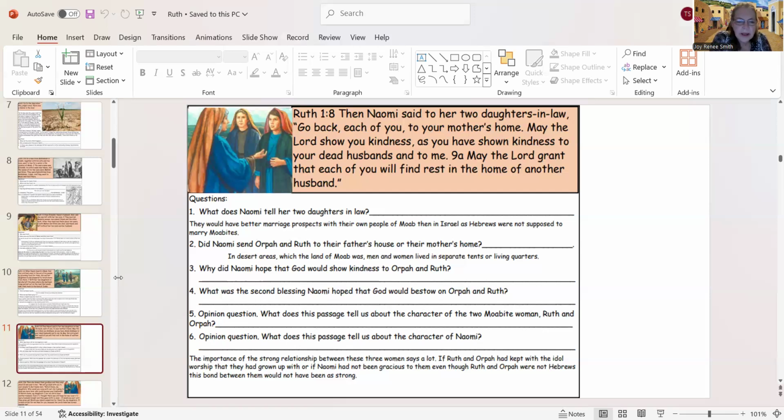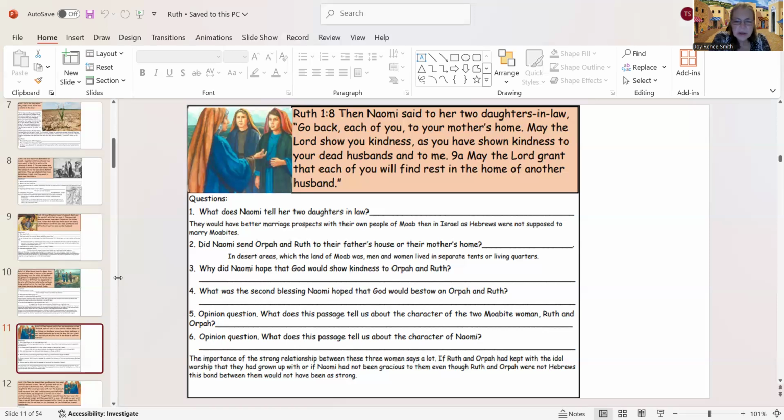Why did Naomi hope that God would show kindness to Orpah and Ruth? Because they had shown kindness to her and to her sons. What was the second blessing Naomi hoped that God would bestow on Orpah and Ruth? To find new husbands. What does this passage tell us about the character of the two Moabite women, Ruth and Orpah? That they were very wonderful ladies, both good people. Ruth, Naomi loved very much.